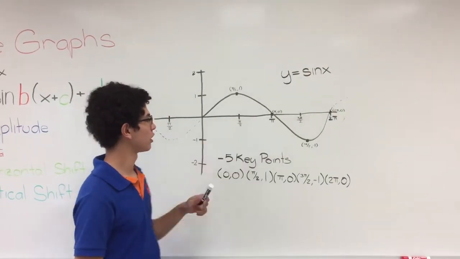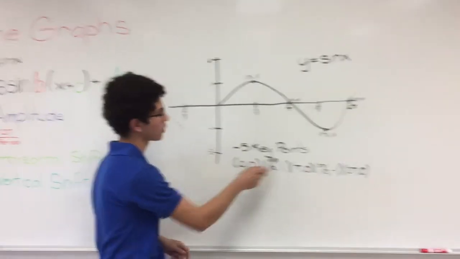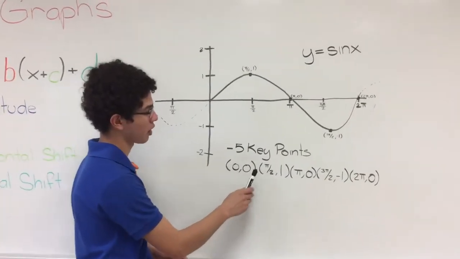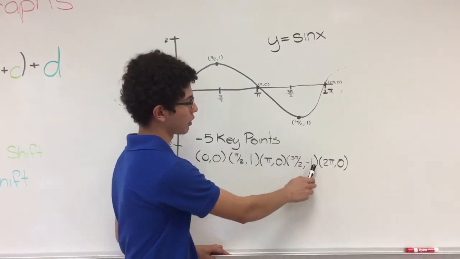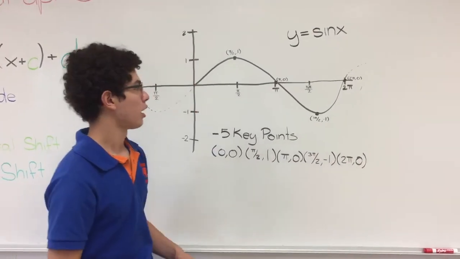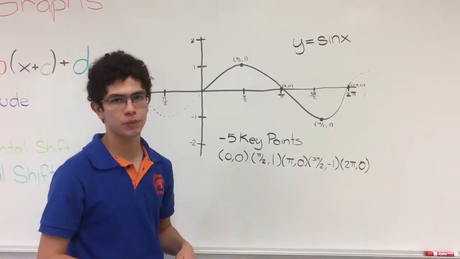This is our simplest formula, and here we can see the graph that this represents. The most important of this is that we have 5 key points, which are (0, 0), (pi over 2, 1), (pi, 0), (3 pi over 2, -1), and (2 pi, 0). These are very important key points because with this we can do all the transformations later.